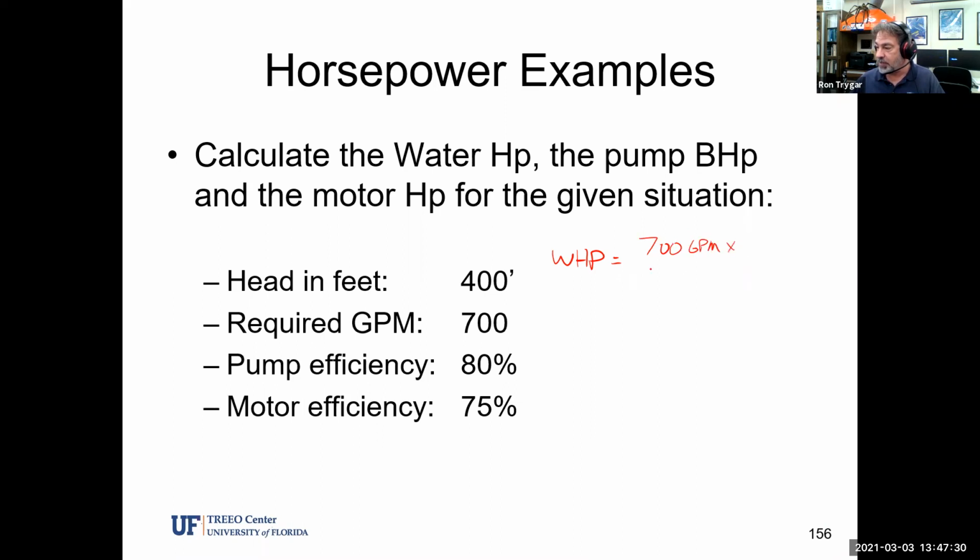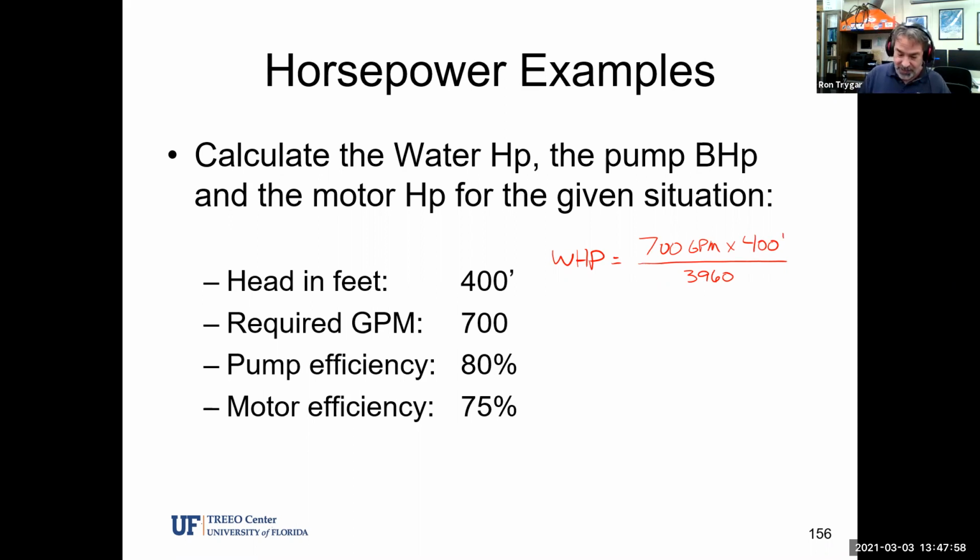And that's going to be multiplied by the head in feet that we're pumping against. Remember, it's the elevation difference, it's the friction in the pipe, the length of the pipe, the valves, the elbows, all those types of things. So 400 feet is going to go right here. That's going to be multiplied together, and we're going to divide that by 3960, which was our constant factor of the 33,000 divided by 8.34.